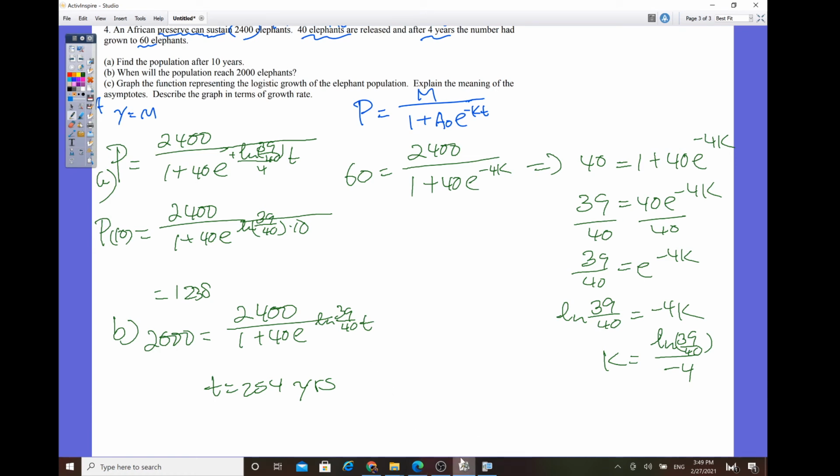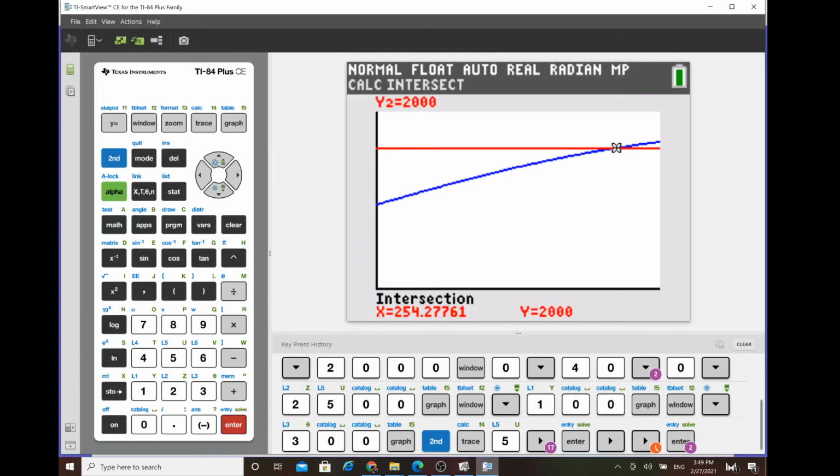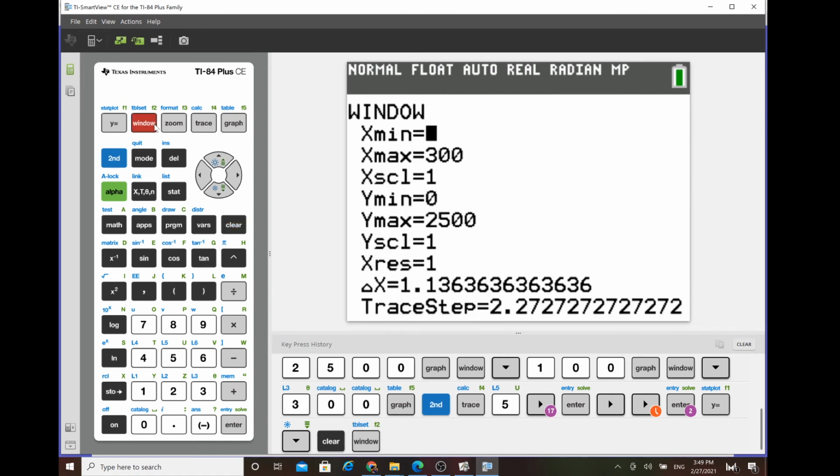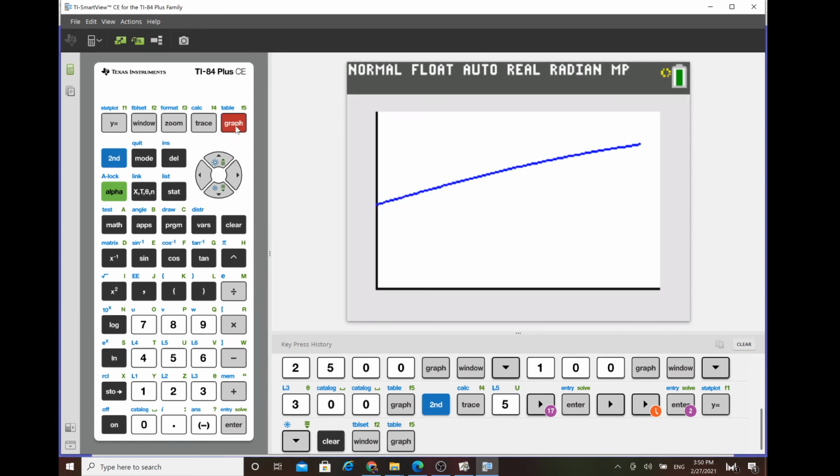So for this one, let's make a bigger scale so you'll see what happened here. Going back to the calculator mode, y2, we don't need that, just the original function. Clear y2, and then back to the window. What I did here, I started with 0 and then 300, and the scale 1. Y max, I used 2,500, okay? Everything else, just keep the same. So again, hit graph.